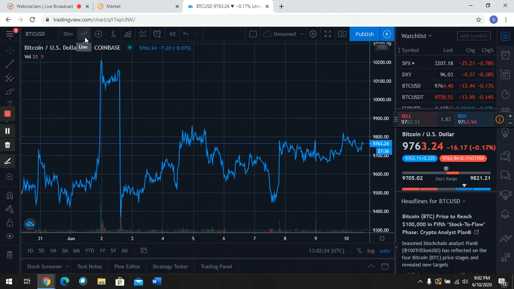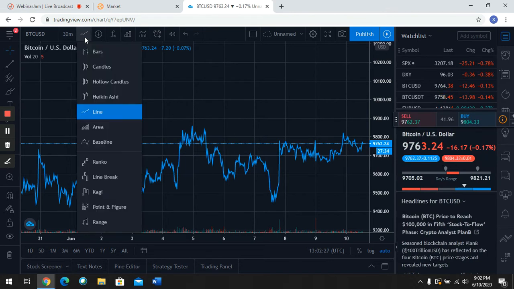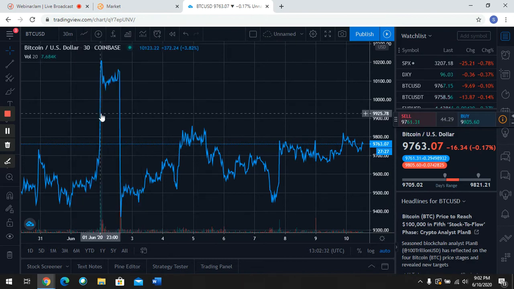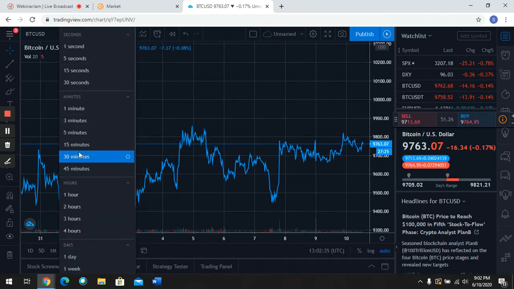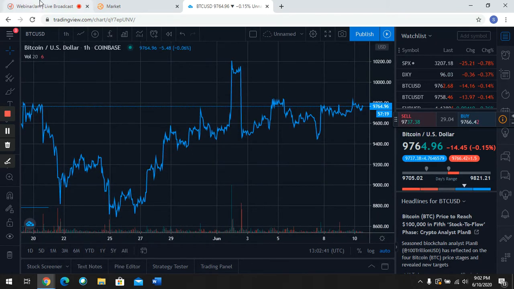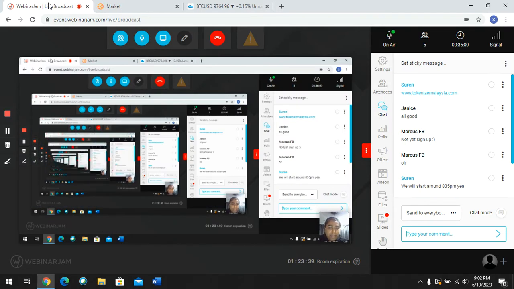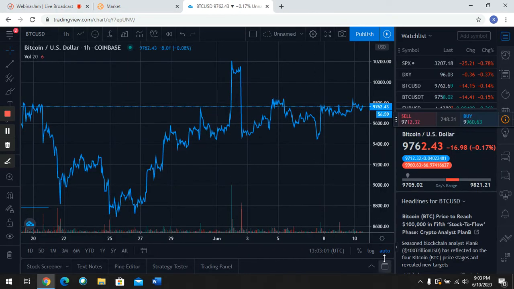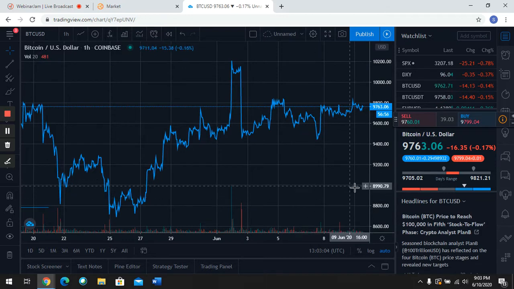Now, to have the line chart available on your platform, go up here to this point, click line chart, and we will just take the 1 hour trading chart. Are you guys able to follow me? I assume all is good then. I'm going to go back to our Trading View platform. This is the line chart that I have been sharing with you guys earlier.